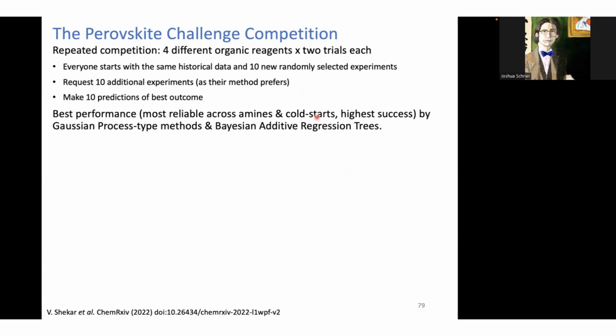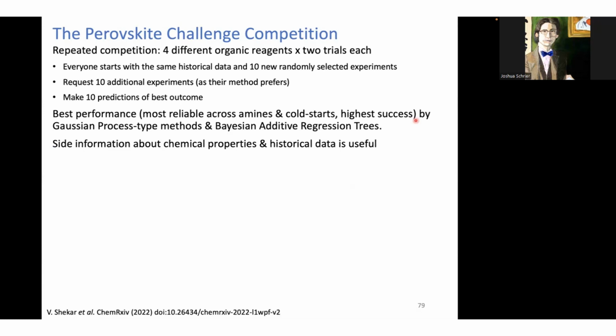But also, things that can cause you to potentially fail might be starting with a different set of these initial randomly selected experiments, right? So that's kind of where do you start in that cold start, right? And then how good is your prediction quality? In general, what we found is that the Gaussian process type methods and Bayesian additive regression trees were really the most robust in that sense.